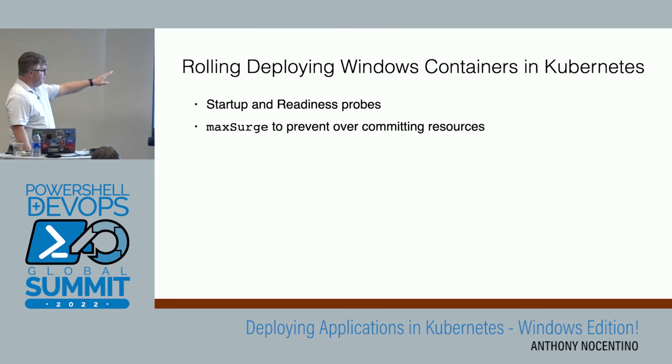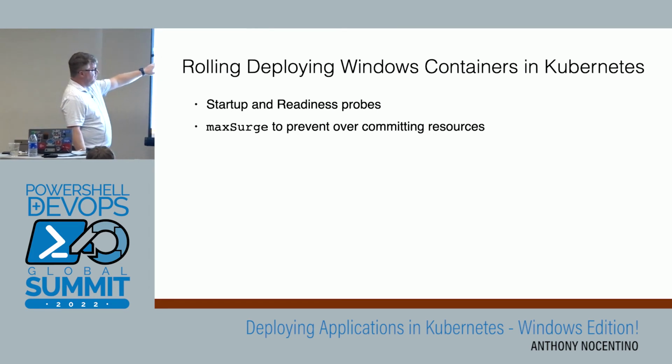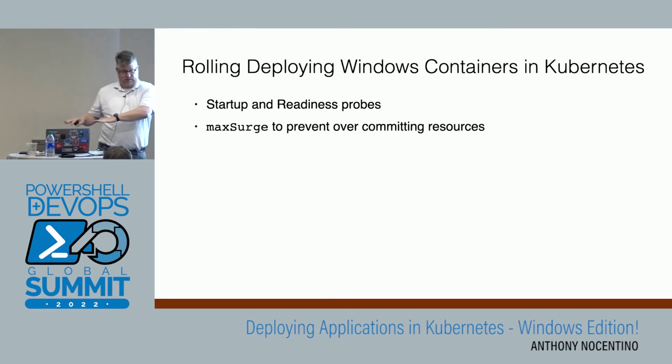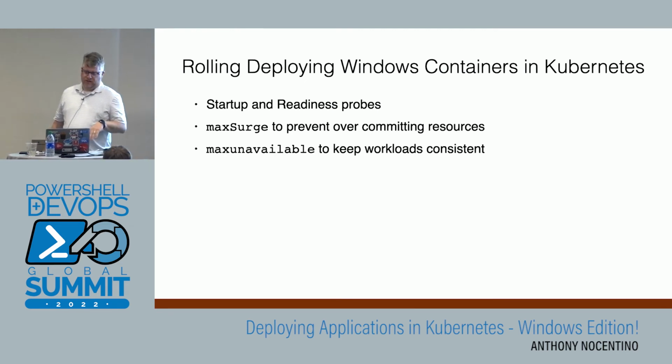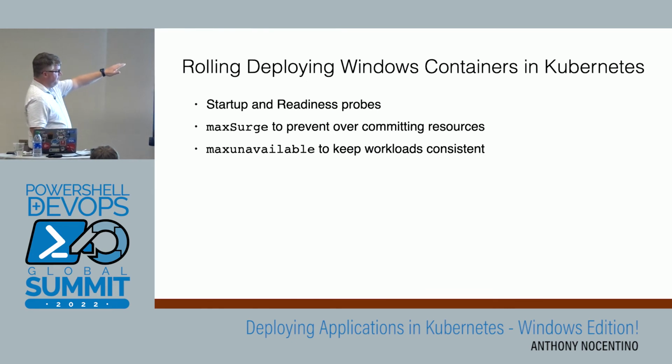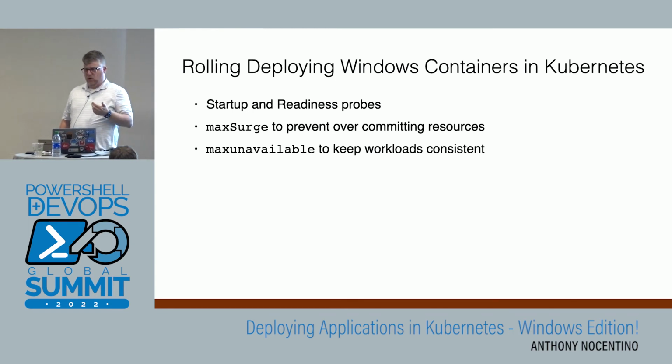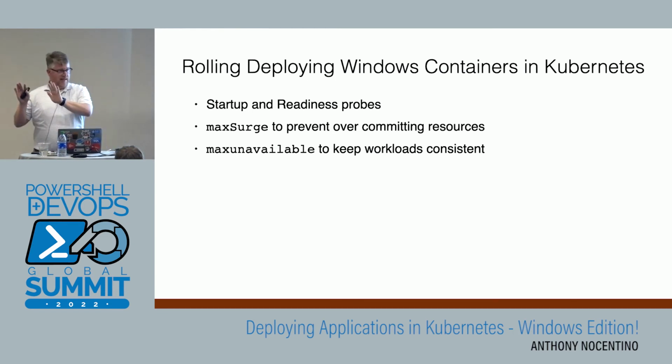But max surge gives us the ability to control overcommitment of resource. So I can say only start up this many more pods. And so I can control how many more new things start up as I start shutting down old things, right? That's a way for me to control the commitment of resources. Max unavailable is a way for me to make sure that I can keep my workload consistent. So as I'm shutting down pods, I don't want to shut down too many pods and degrade my workload, right?